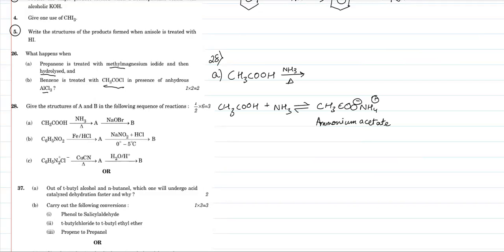Now, when this is heated, there is an elimination of a water molecule. Because of that, you have the product CH3CONH2. That is an amide. So this is going to be A. We figure out what A is because they've told us both ammonia as well as heat. If it had just been ammonia, then we would have to probably stop over there. But since they mentioned that it has been heated, the product is going to be CH3CONH2.